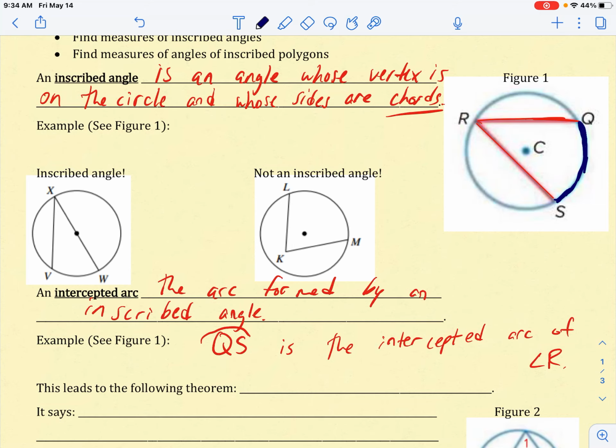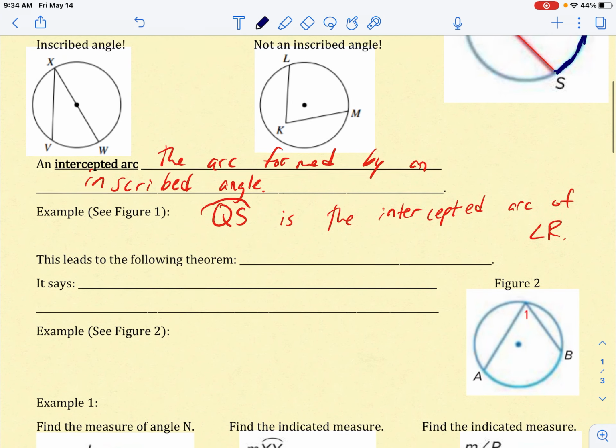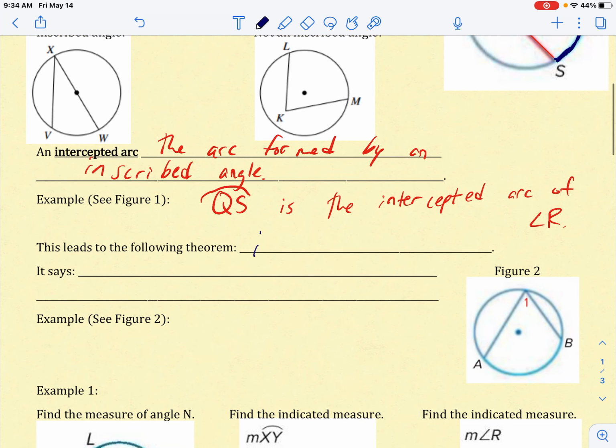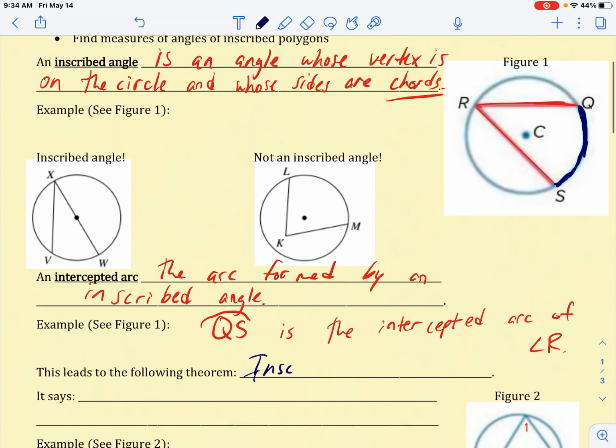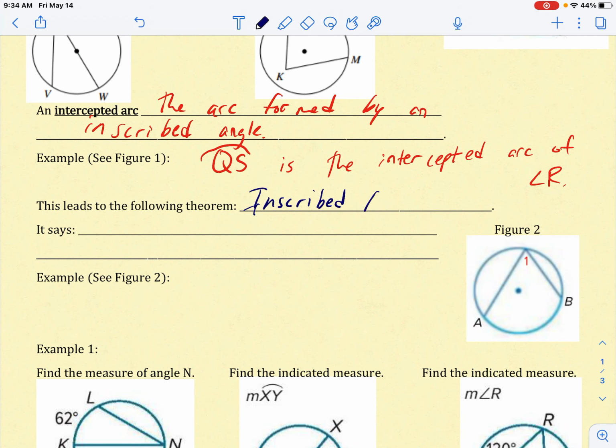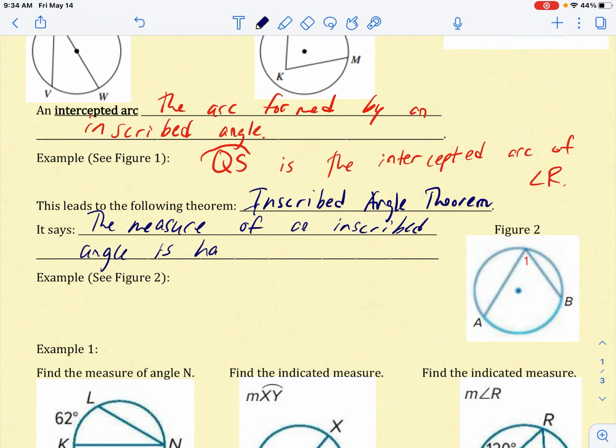Intercepting the angle. Okay, so this leads to the following theorem, which is called the inscribed angle theorem. Okay, now what does this say? So this says that the measure of an inscribed angle is half the measure of its intercepted arc.